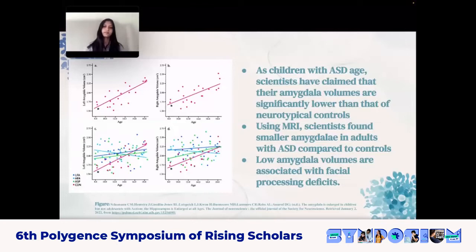By adulthood, amygdala volumes of individuals with ASD are significantly reduced compared to controls, representing a reversal of the volumetric phenotype. The autistic amygdala appears to not undergo the age-related volume increase that is observed in typically developing children. The amygdala should increase in size from about age 5 to adulthood, about 40% in typically developing individuals, but low amygdala volumes are associated with the deficits of facial processing in ASD.